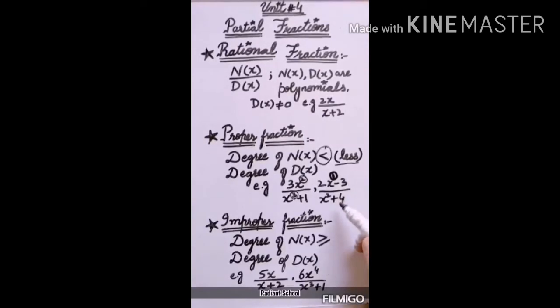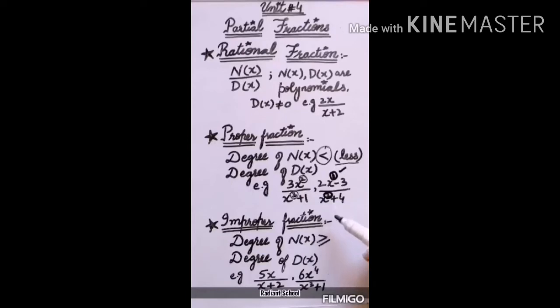In the denominator, the highest power of the variable involved is 2. In the denominator, the degree is 2. So I have told, when the degree of numerator is less than the degree of denominator, the resultant fraction is said to be, or this fraction is said to be, a proper fraction.